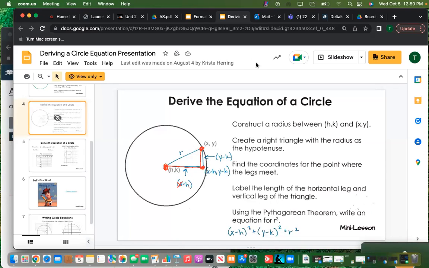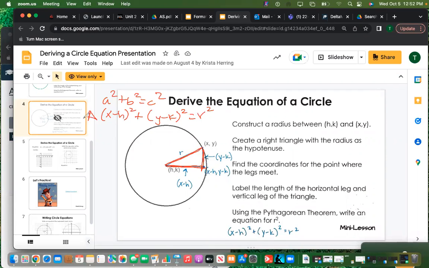So what I really need you to do is on your paper, draw this picture. I'm gonna make it make sense in just a second. Draw the picture first. So what is Pythagorean theorem really quick? Okay, fantastic. So let's plug in. The distance between here and here is X minus H squared. And the distance between here and here is Y minus K squared. And then my radius, which is my hypotenuse, is R squared.